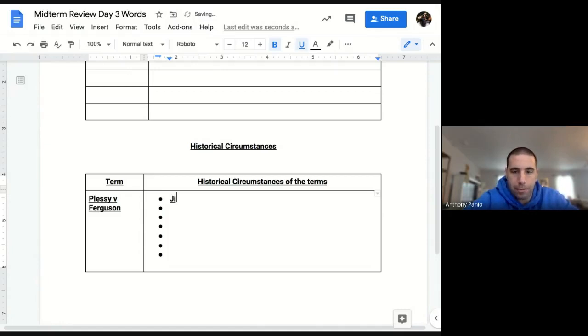Perfect. Yeah, you have to start with the Jim Crow laws. That is numero uno in the historical circumstances. So if you're writing an essay about the historical circumstances of Plessy versus Ferguson, you explain the Jim Crow laws. Excellent. What other things should we talk about besides the Jim Crow laws? That is a good start, though.